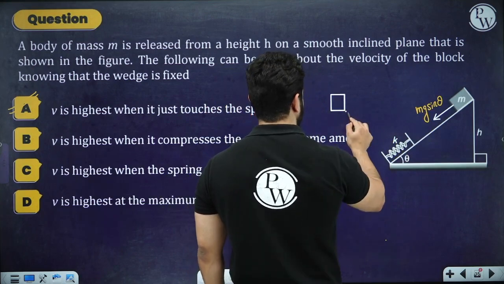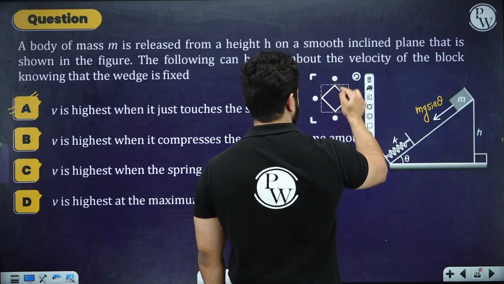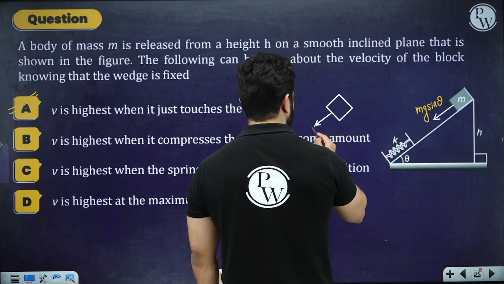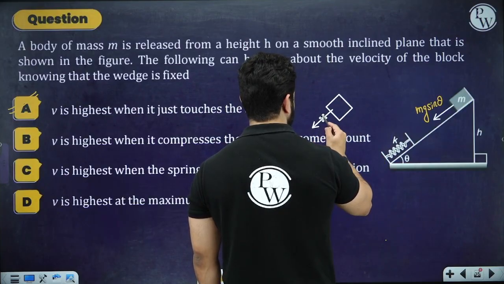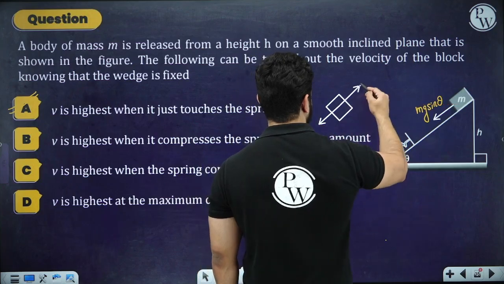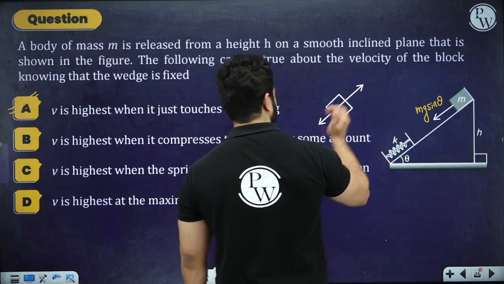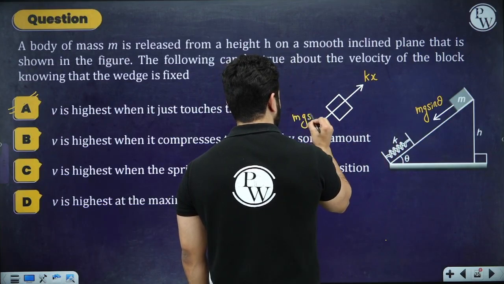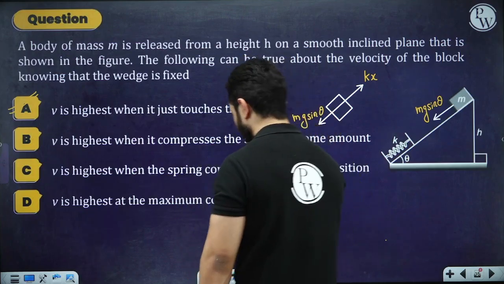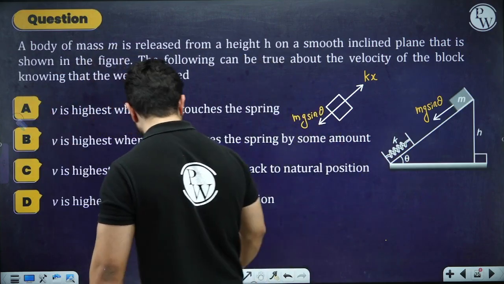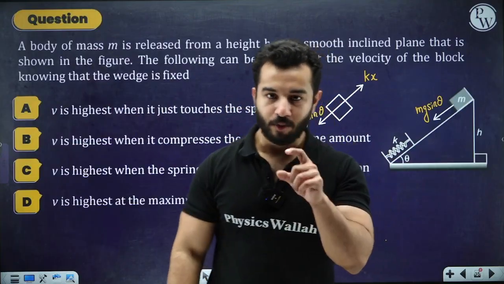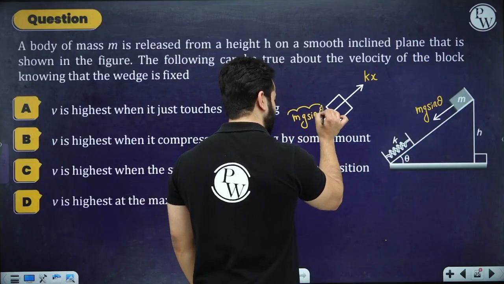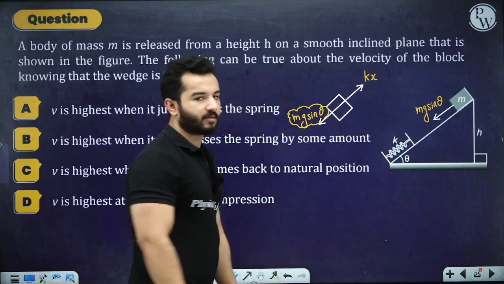As soon as the block touches the spring and it tries to compress it, something like this happens. Mg sin theta is acting in this direction and Kx, that is the spring force, is acting in this direction. But this is a wrong approach and actually incorrect concept. The reason is when the block will first strike the spring, still at that point mg sin theta will be greater than Kx. Are you getting it?